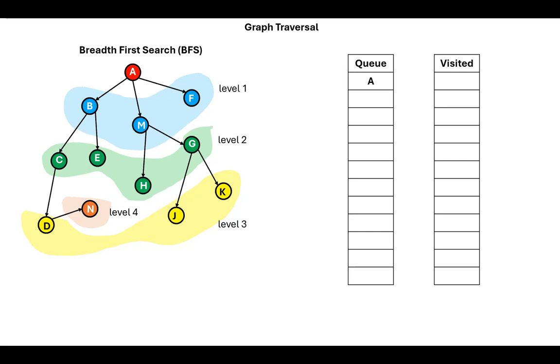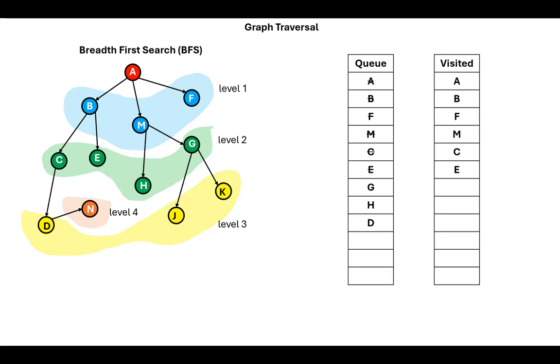I started by adding A to the queue. I dequeue A and then I add all of its neighbours in order. B is now at the top of the queue, so I dequeue B, add all of B's neighbours, which are C and E. Next I dequeue F, add F's neighbours, which there aren't any. Next I dequeue M, add M's neighbours, which are H and G. Next I dequeue C, add C's neighbours, which are just D.